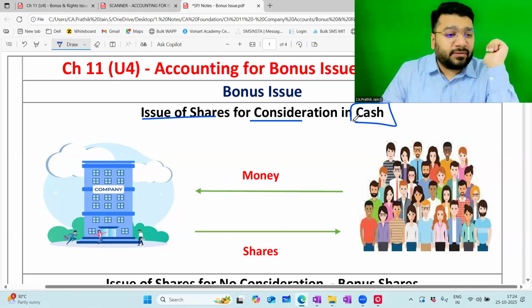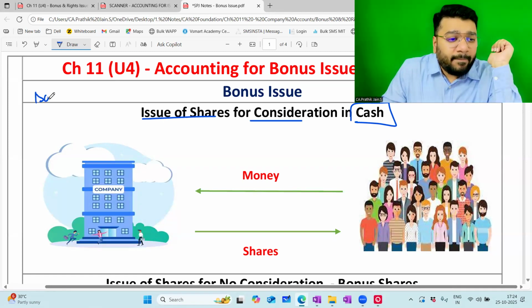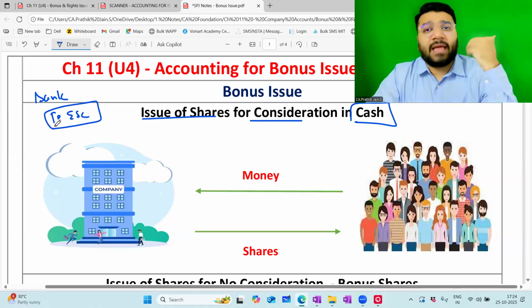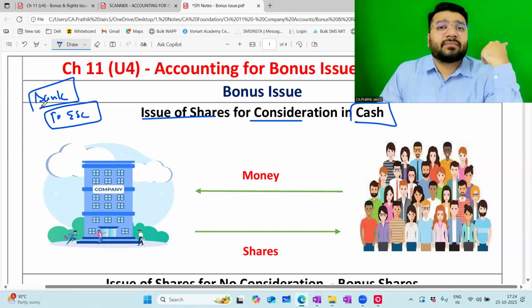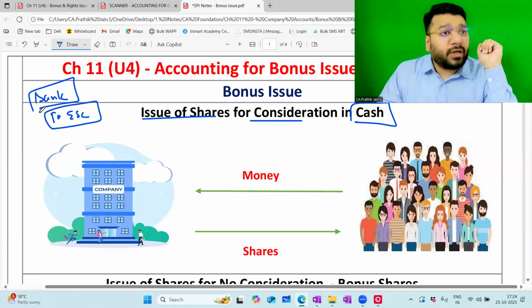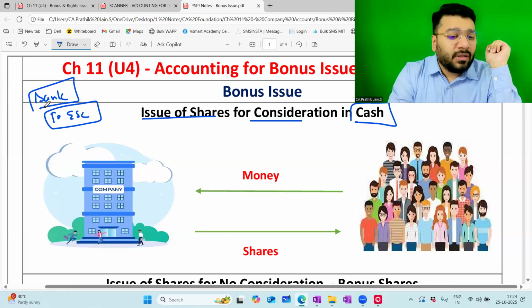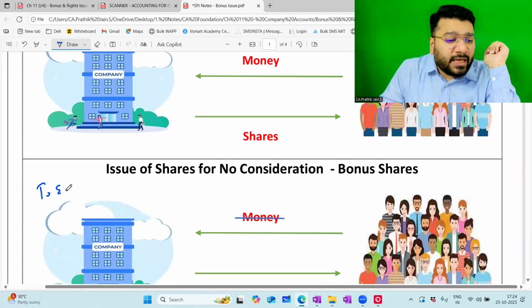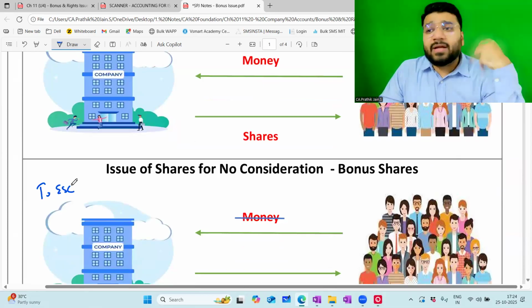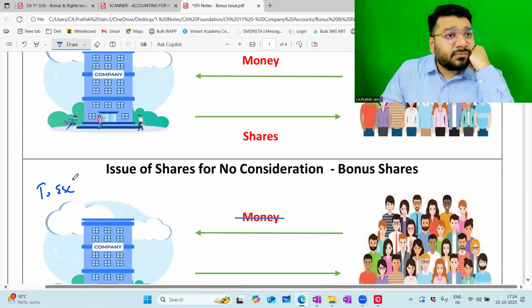What is the combined impact? Bank account debit to equity share capital. So when I issue shares, in my bank account I receive money. This is called issue of shares for consideration in cash. Then with bonus, we are again issuing the shares, so equity share capital will come. But in debit, we are not receiving the money.